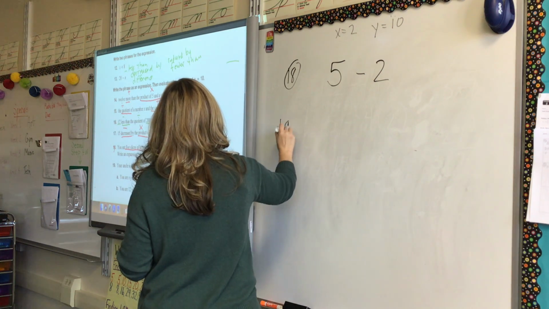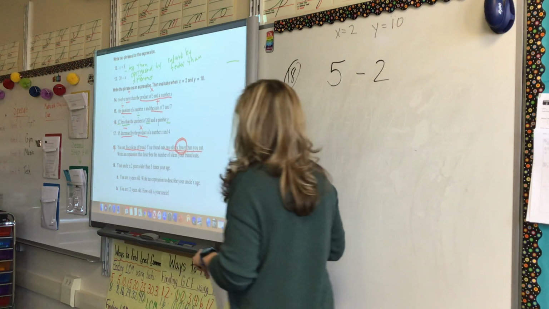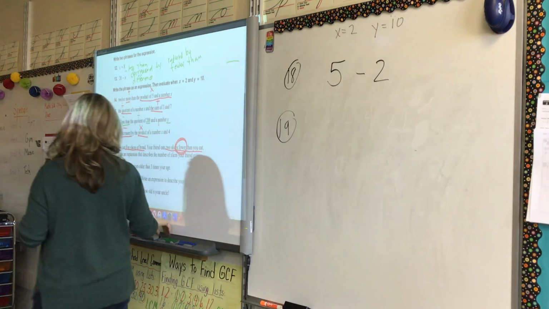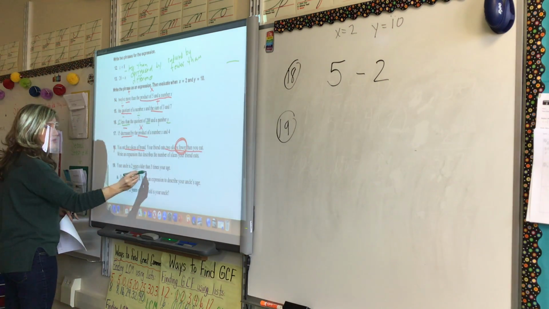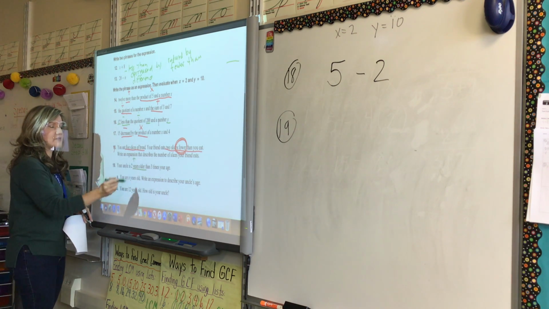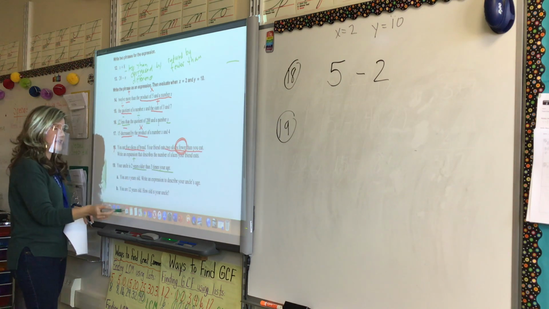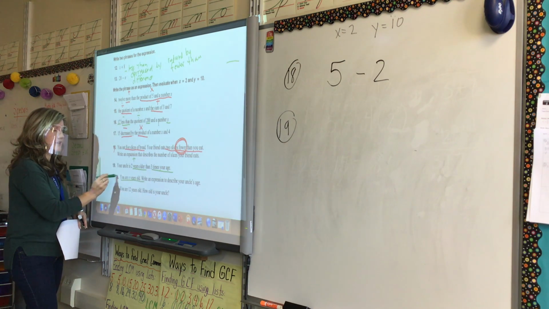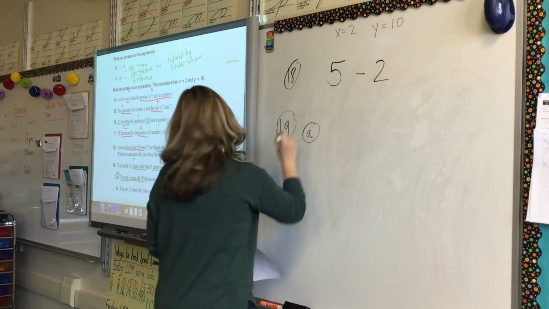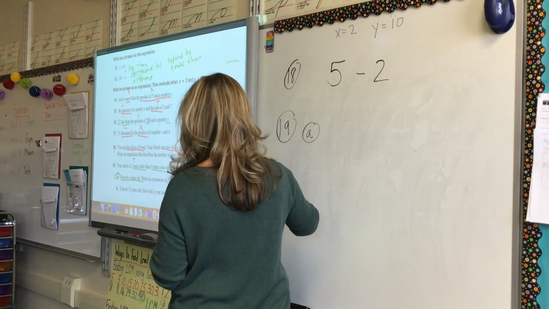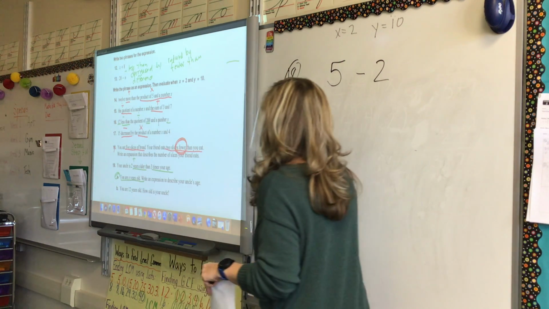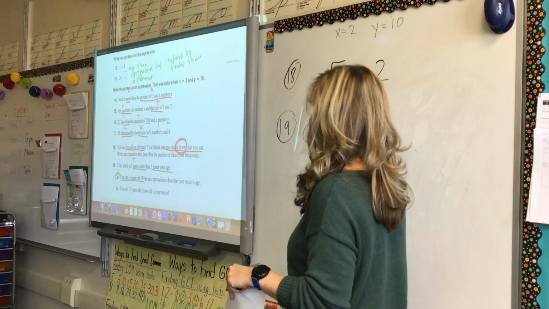Okay, number 19. Your uncle is 2 years older than 3 times your age. So 2 years older means adding or subtracting if he's older? Addition. So we're going to add to 3 times your age. You are X years old. Write an expression to describe your uncle's age.